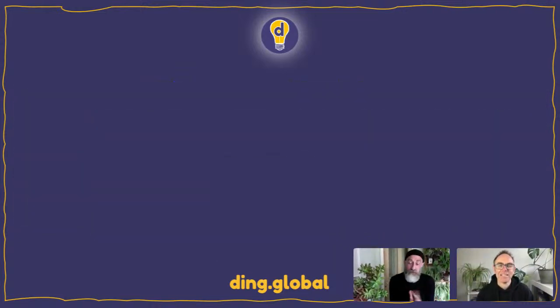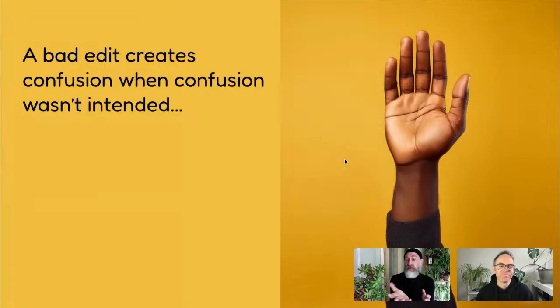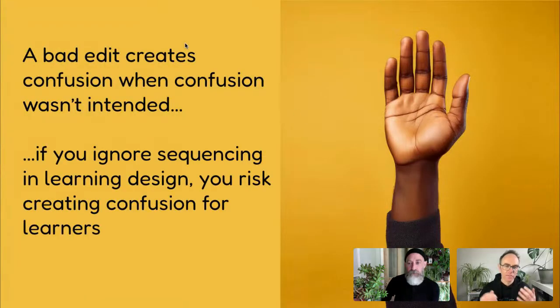I've always said this about learning. A bad edit creates confusion when confusion wasn't intended. So if you ignore the intentional sequencing in learning design, there's a danger that you just create a bad edit, and everyone's like, "What's going on?"